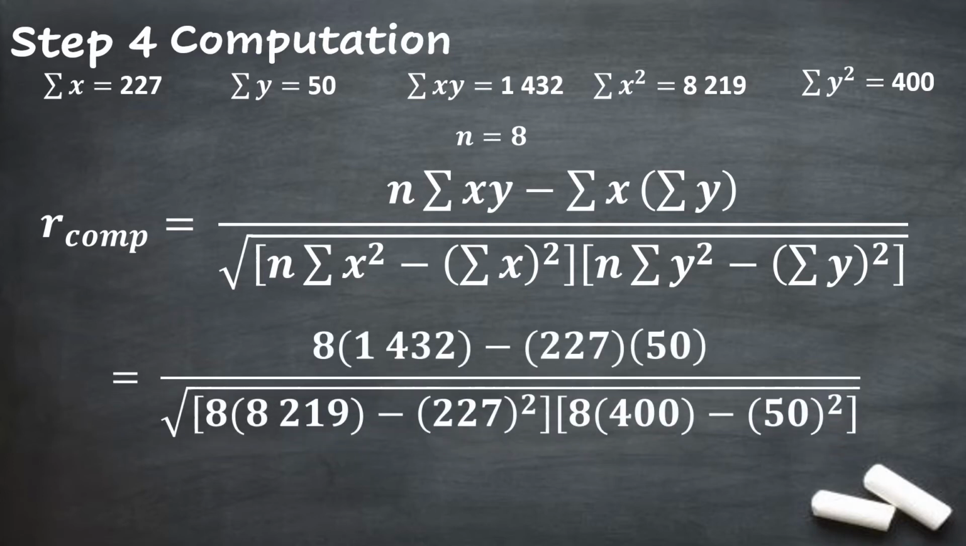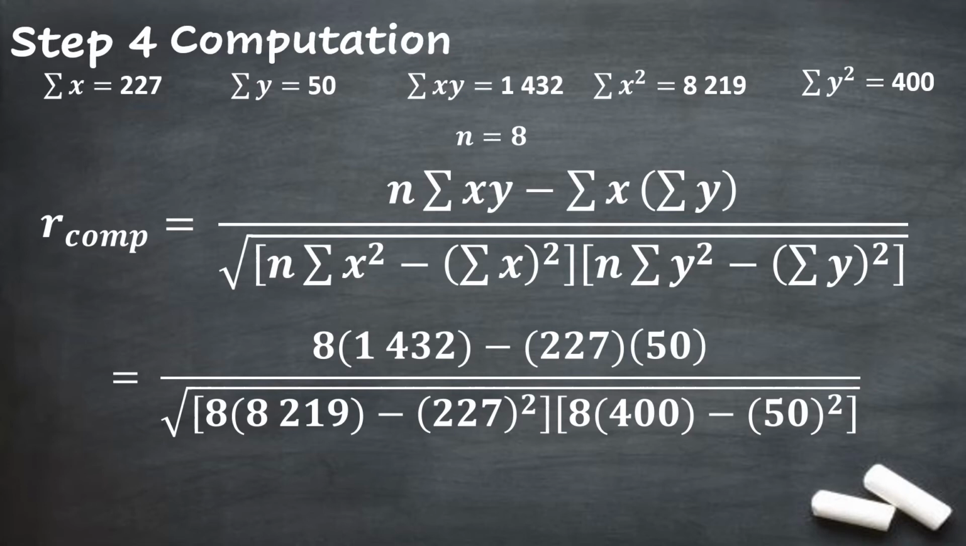Substituting the values, we will have 8 multiplied by 1432 minus the product of 227 and 50 all over the square root of the product of 8 multiplied by 8,219 minus 227 squared and 8 multiplied by 400 minus 50 squared.